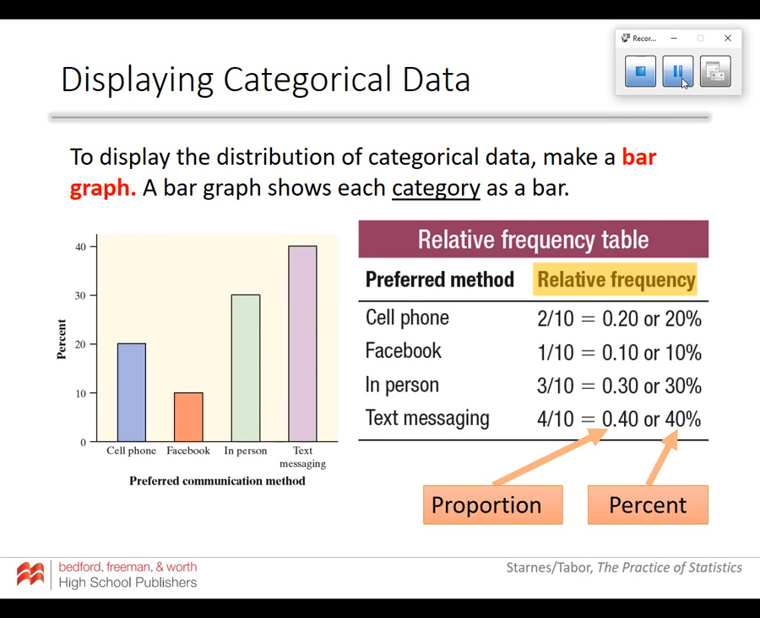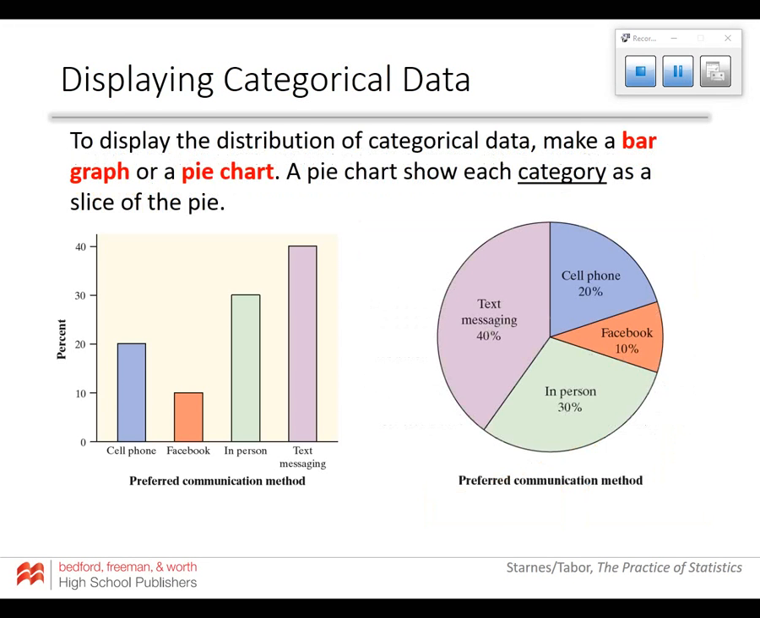Okay, so that's how we would look at it, and it doesn't matter what order this is in. If you put Facebook on the left and cell phone on the right, that's not going to matter, as long as your percentages are right. Okay? All right, and then let's look at the pie chart.